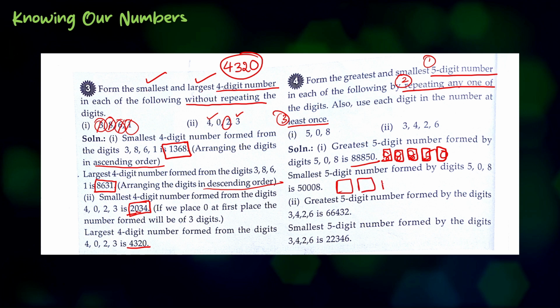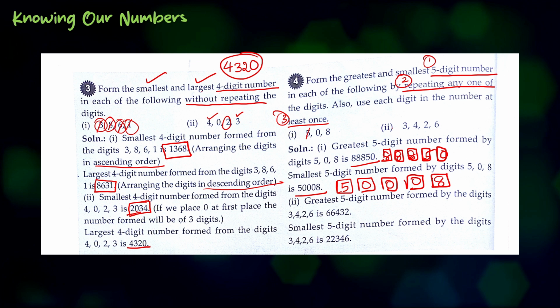So again we have a 5-digit number, and we have to use all 3 numbers. So this is the smallest, right? For the smallest, you will be repeating the zeros, but remember for the smallest you can't put a zero in the first place. So the least number after 0 is 5, so we will put 5, and then 8 last. And then we can repeat 0 these many times. So that's how we got 50008.